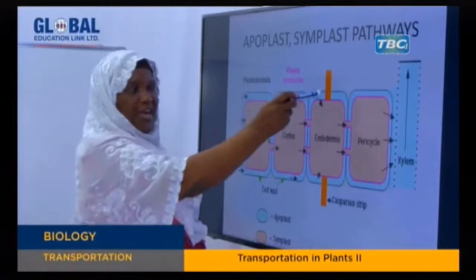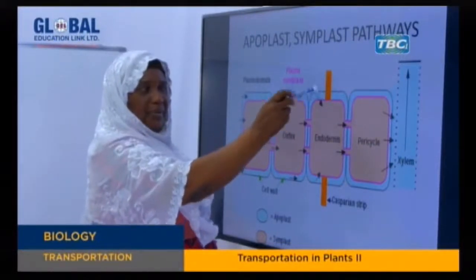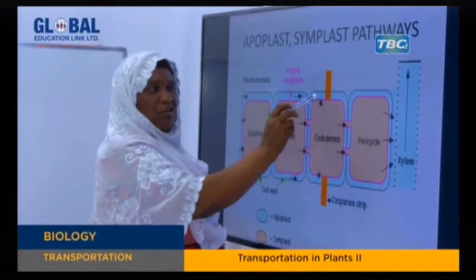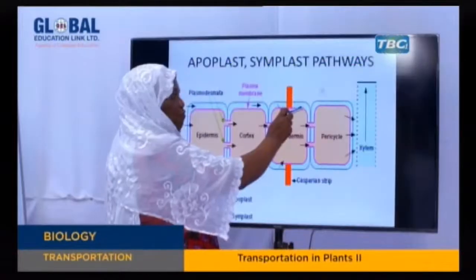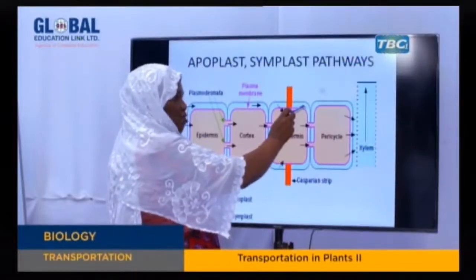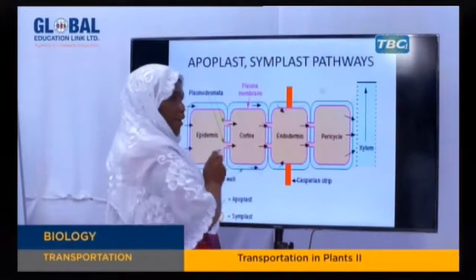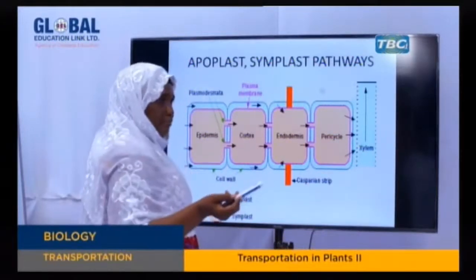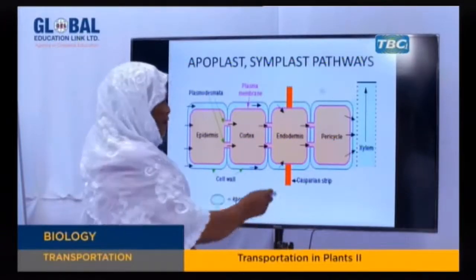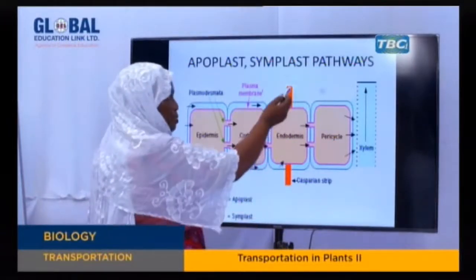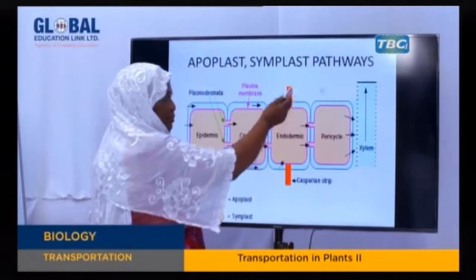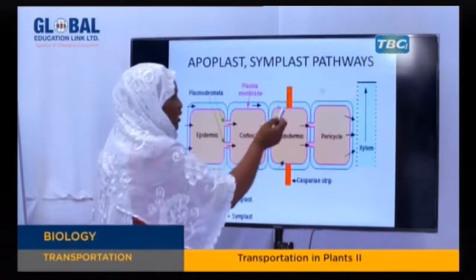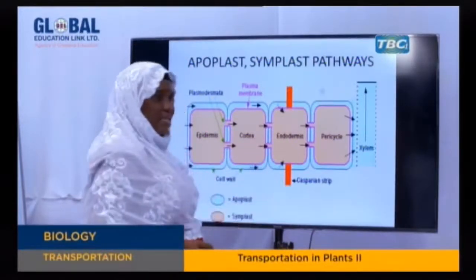But after reaching here, water and minerals cannot continue to move through the cell walls. Why? Think about it. Why? I think you can see these bands. These bands are known as Casparian strips.